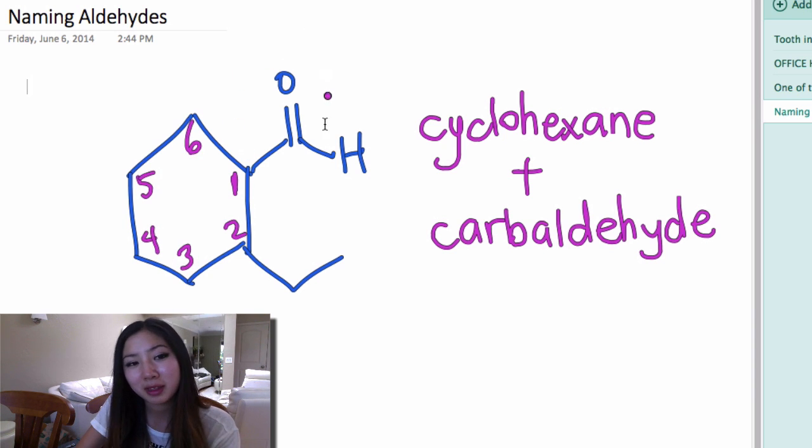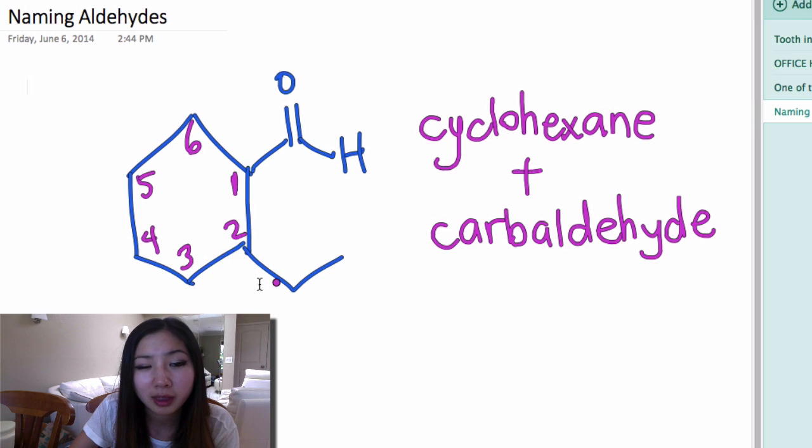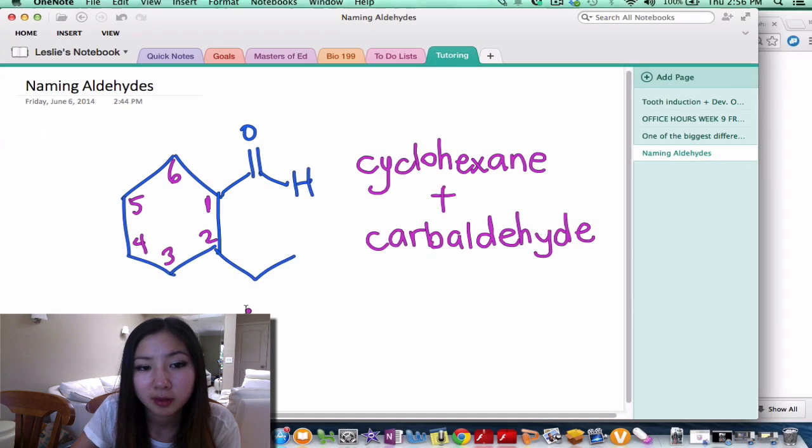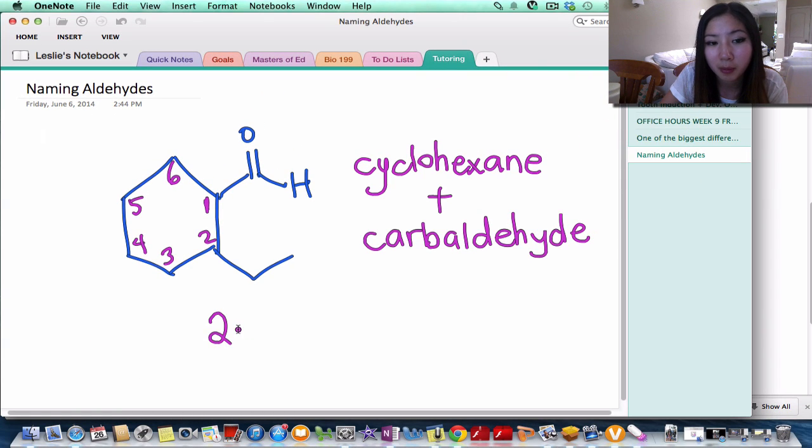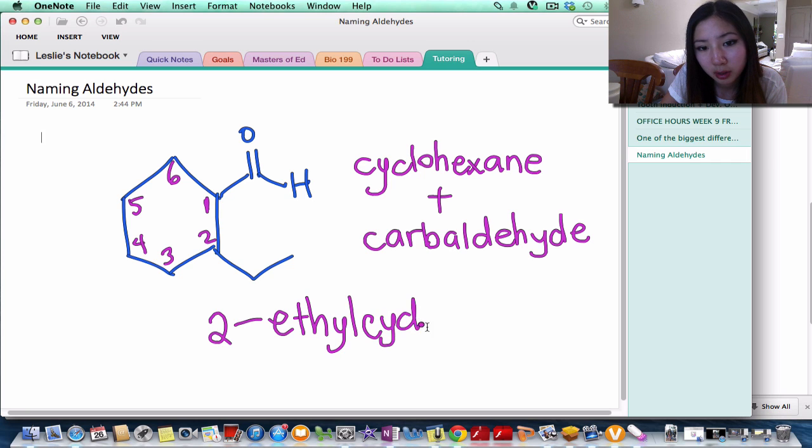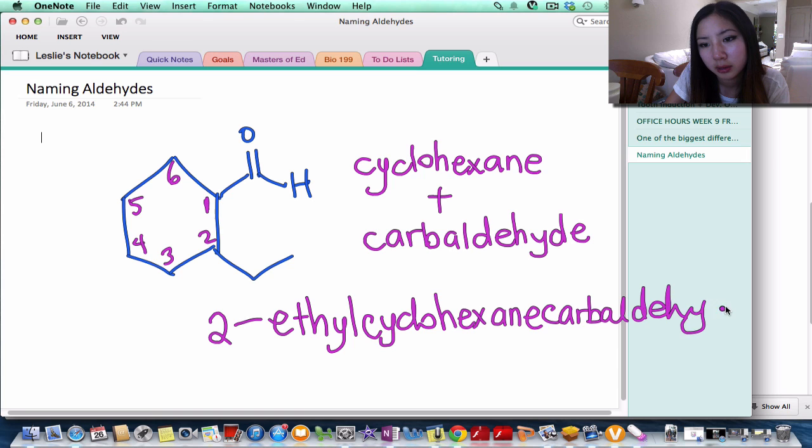And so when we're naming this, we know that there's an ethyl group at the number 2. So we can say 2, and remember we separate word and number by a dash. 2-ethylcyclohexane, if I could fit the rest of the word, carbaldehyde. And so that would be the correct naming for this.